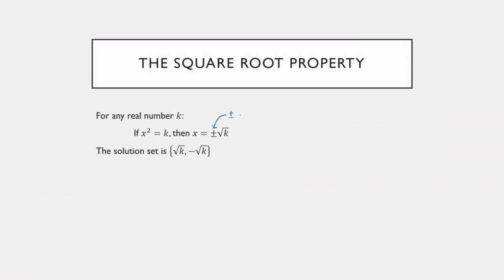So there's some notation here that I need to explain. We read this as plus or minus, and the plus or minus sign indicates two possibilities, positive and negative.